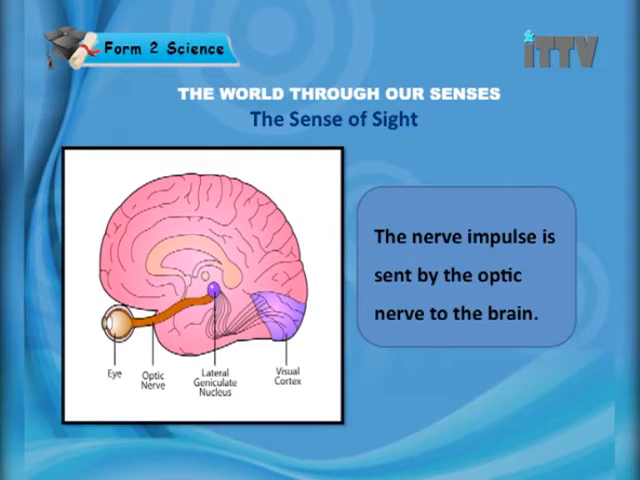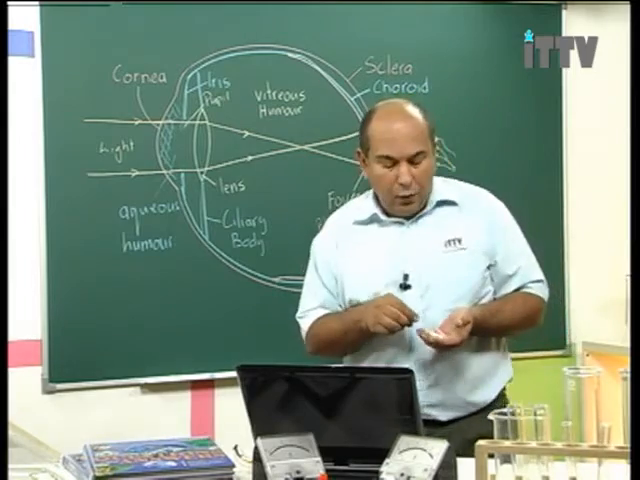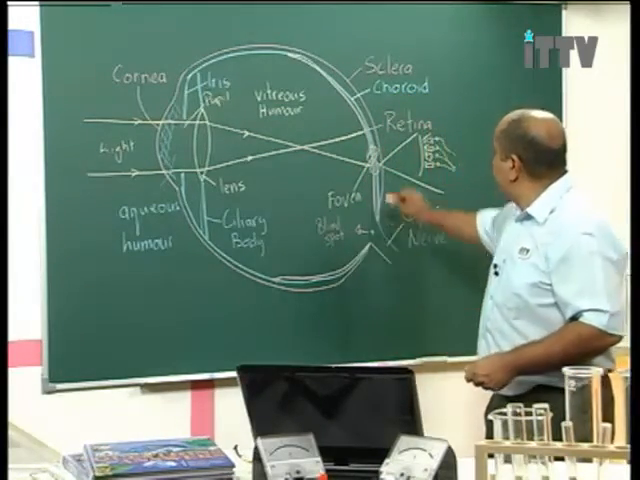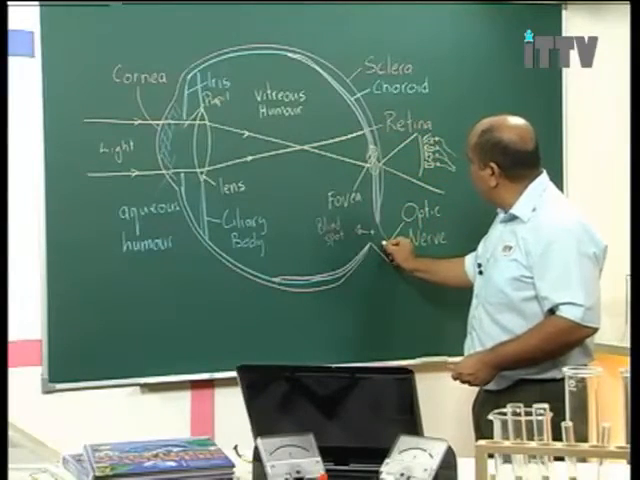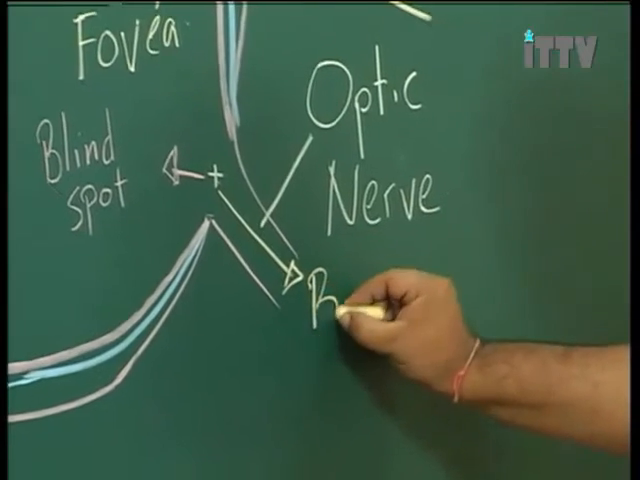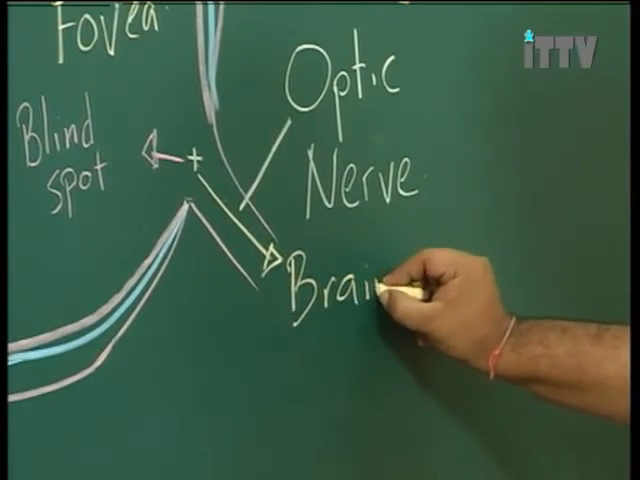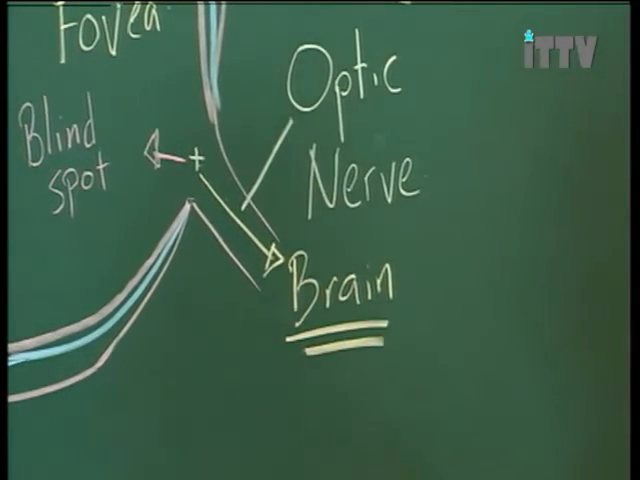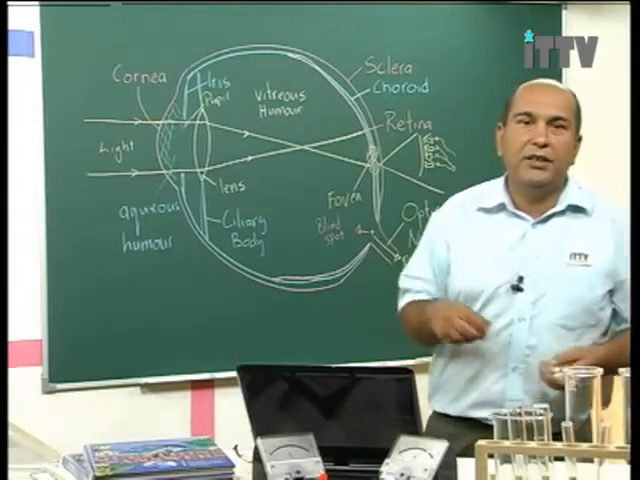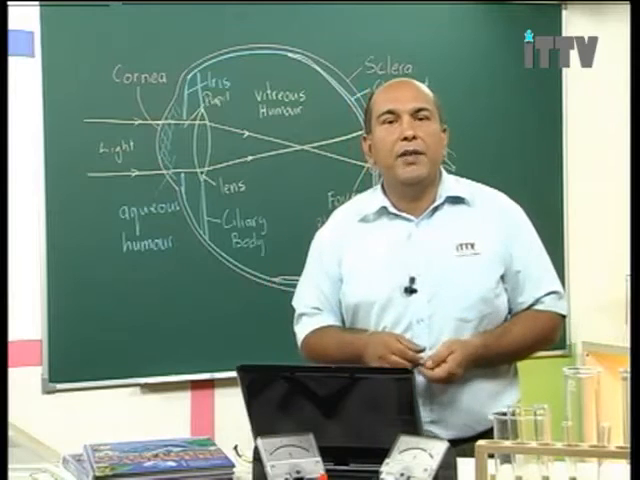The nerve impulse is sent by the optic nerve to the brain. So finally, once our receptors fire all the information, our information will be sent down to the optic nerve, and the optic nerve will send the information on to our wonderful brain. And then in our brain we will detect the stimulus and work out what the image we are seeing is.